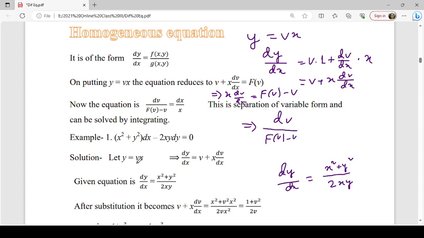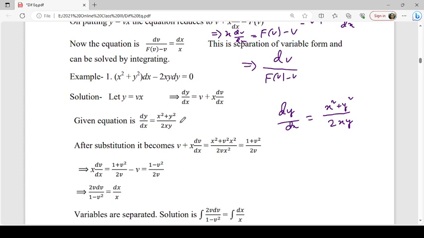Now we are substituting y is equal to vx. After substitution we get dy dx as v plus x dv dx. Then in this x square plus y square we put y is equal to vx, so it is x square plus v square x square. Then this 2xy is 2x into y, which is vx, so it is 2v x square. X square goes out. So it is 1 plus v square by twice v.